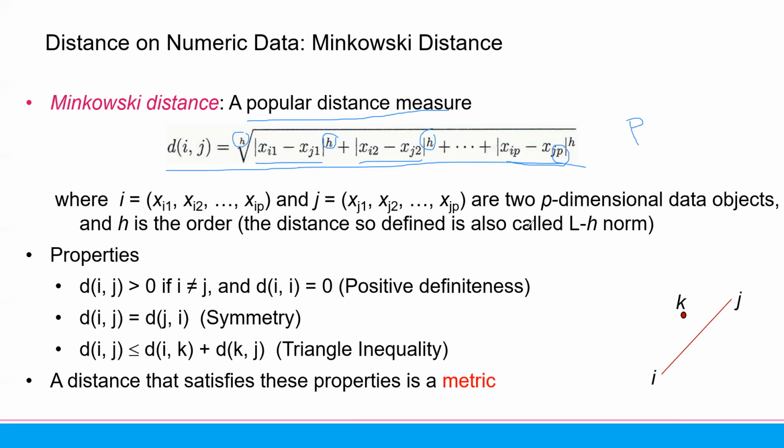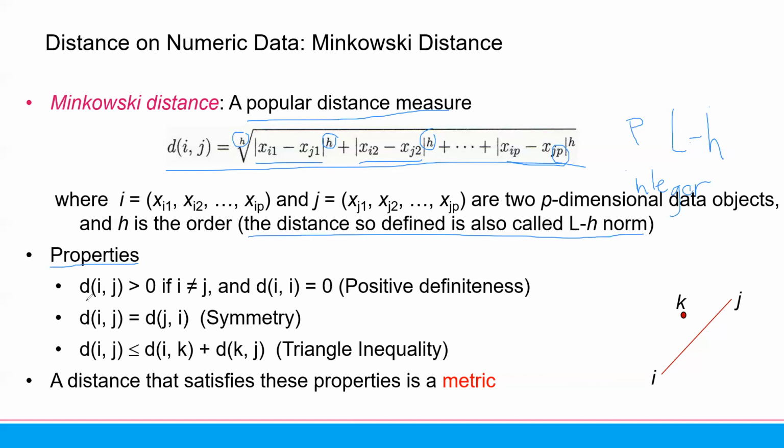We also call this distance the L h norm. So what is the meaning of h? h is any integer number. We will check it later with one example. There are properties for this similarity matrix.